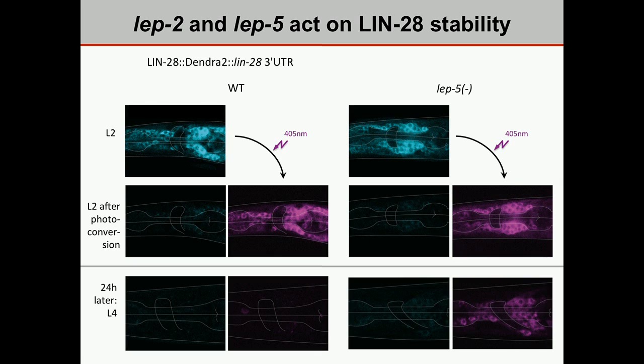Now they are L4s. In wild-type animals, you see very little fluorescence, which is expected, because by this stage, LIN-28 should be mostly gone. However, in mutants for LAB2 and LAB5, this red version of LIN-28 is still there, which means that it hasn't been downregulated as in wild-type. And we don't find any newly synthesized LIN-28. So obviously both of those genes affect protein degradation. They promote protein degradation. So now what are they?